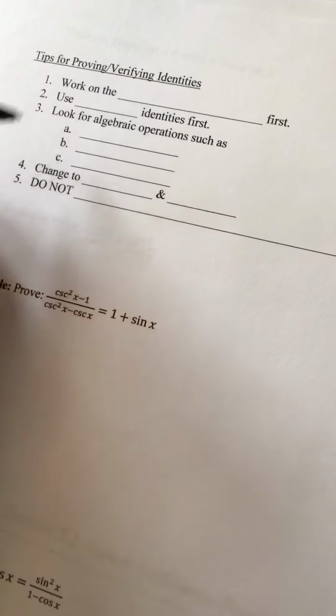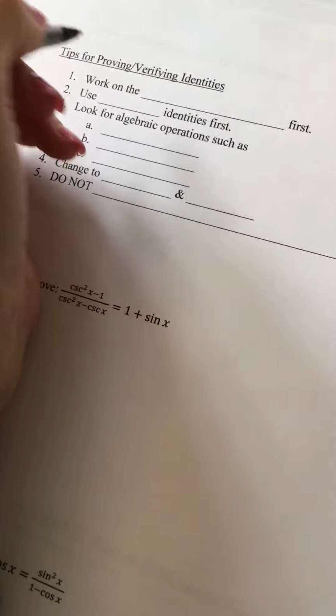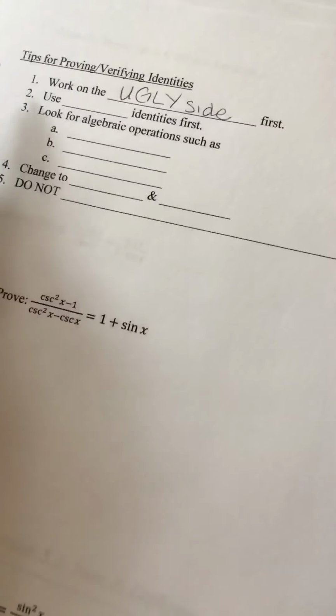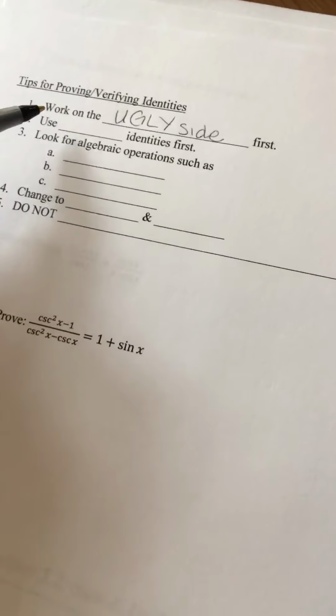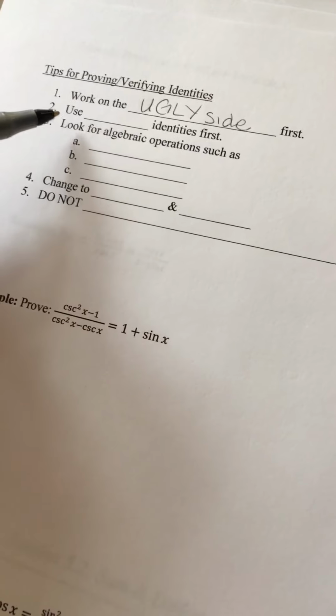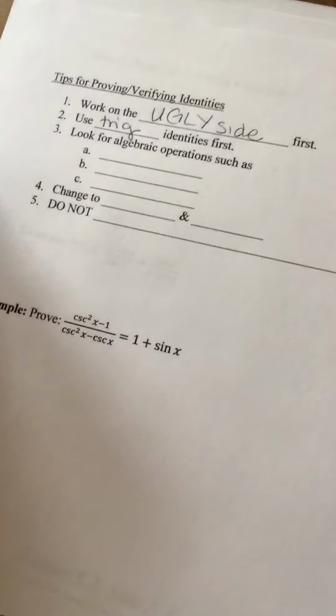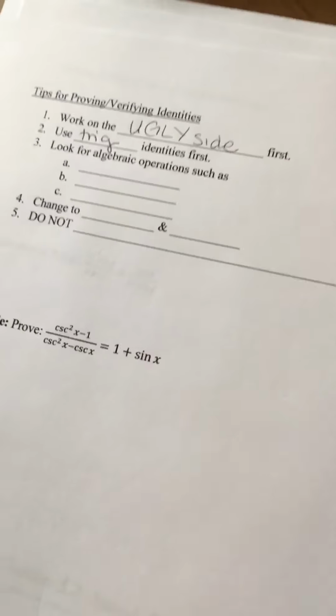Okay, so I have 5 tips here to prove or verify identities. My step 1 is not very mathematically elegant, but I'm going to say work on the ugly side first. The worse the side looks, probably the more you can do with it. So I always say work on the ugly side first. And then my next step is to use trig identities after you decide which side to work on.